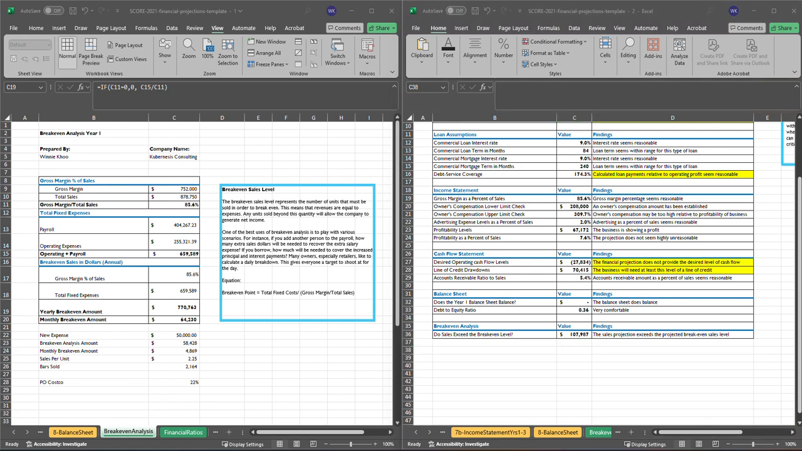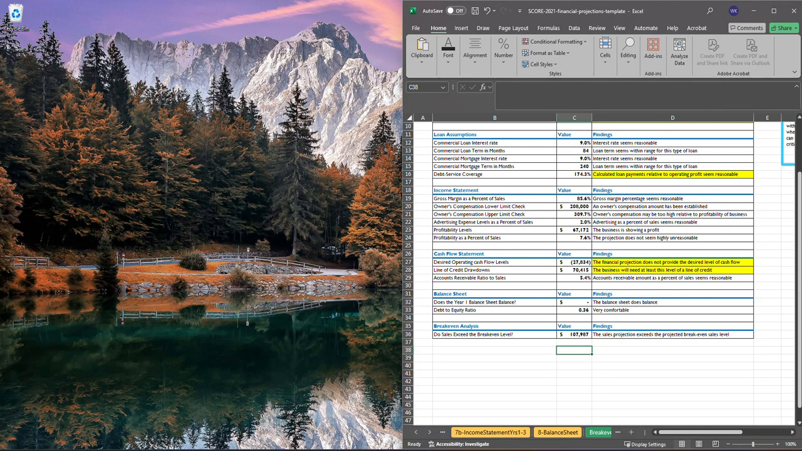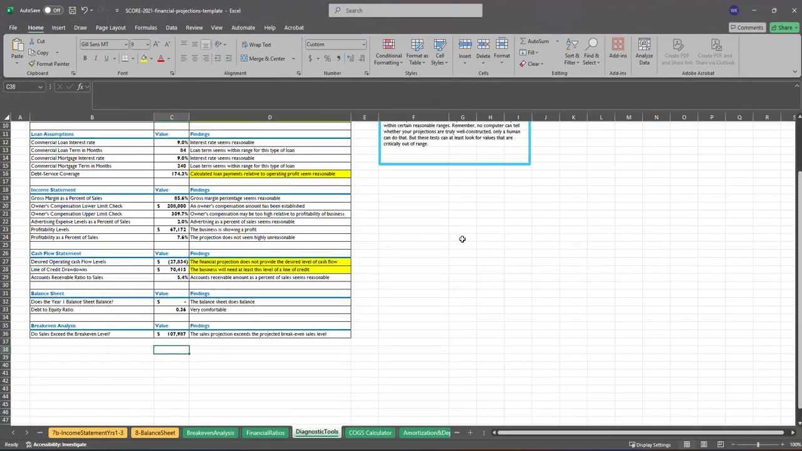So with that, we've covered the diagnostic tools. I'm actually going to close this now. We have already covered the COGS calculator in the COGS per unit video, so I will link that up here if you need to reference that. And the last video of this template, we will go over amortization and depreciation.